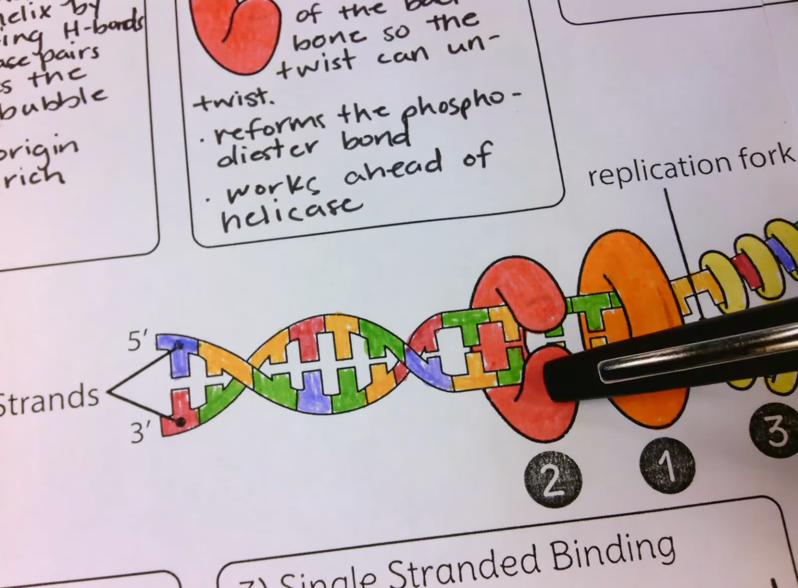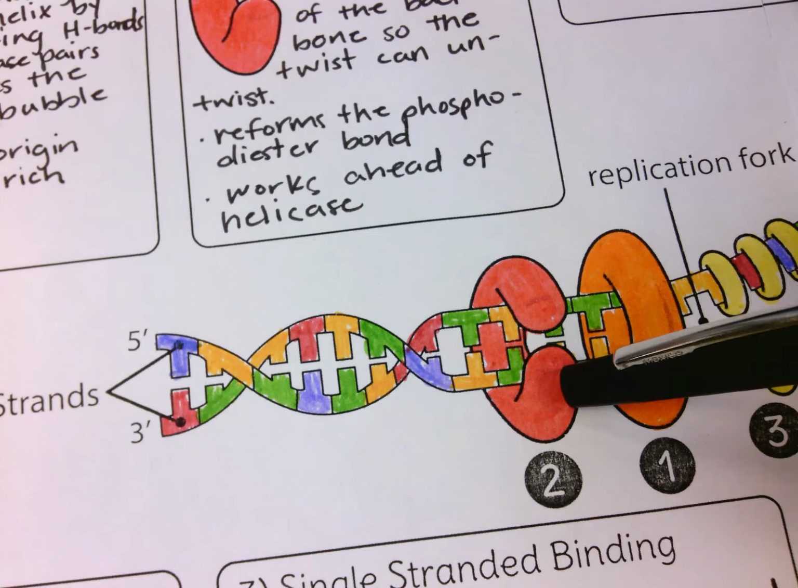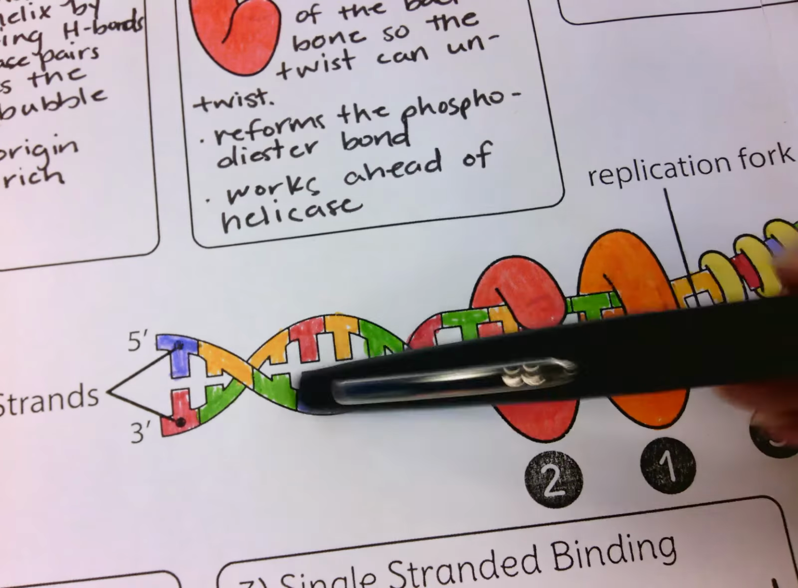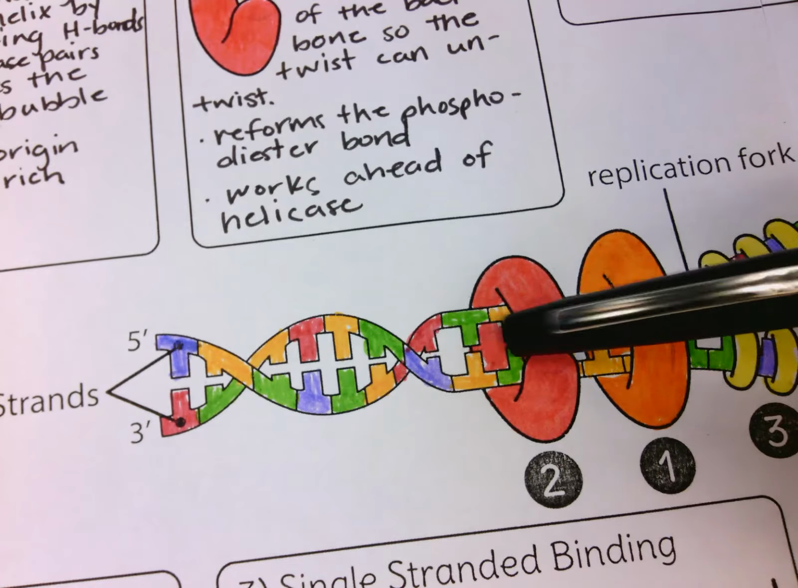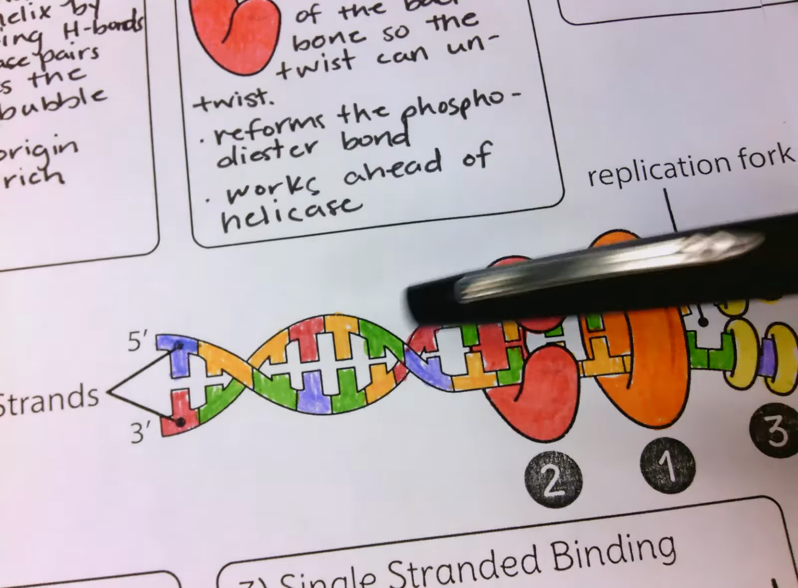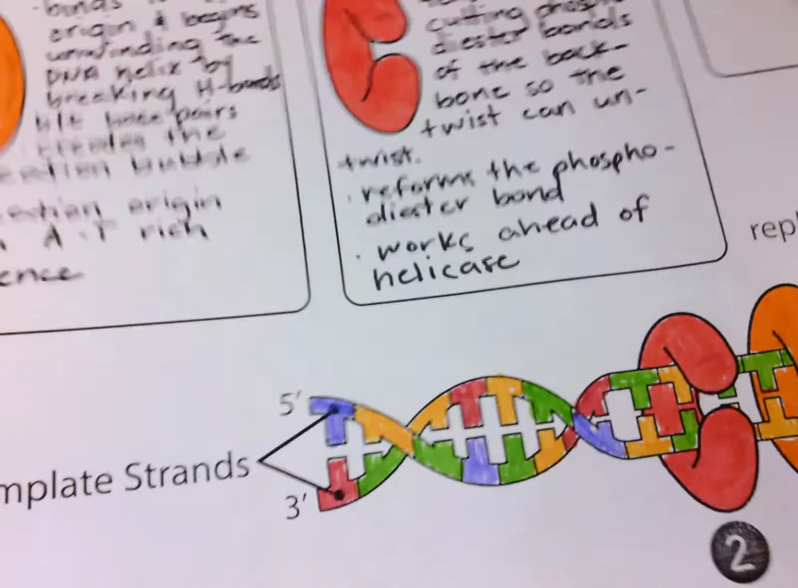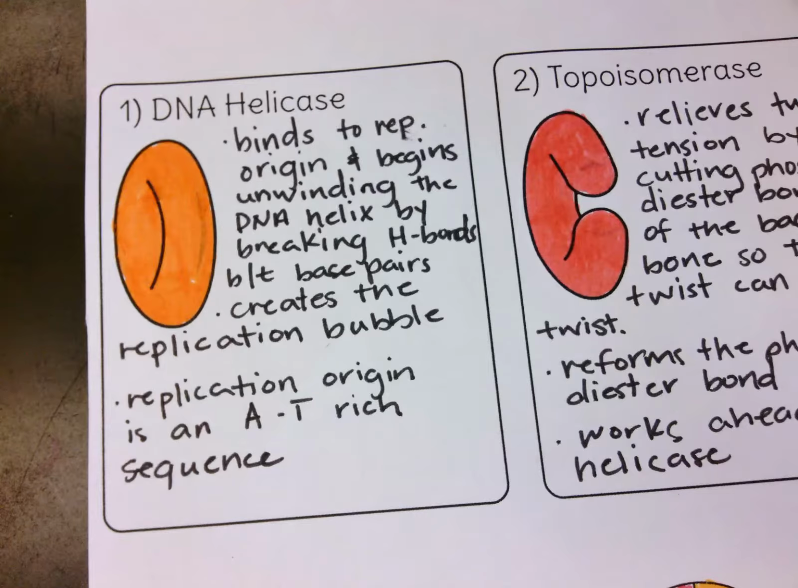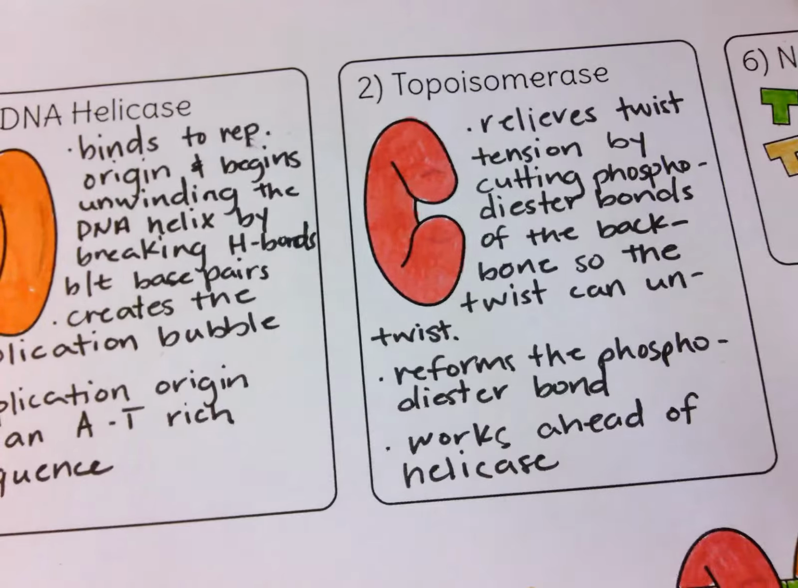And so we have a second enzyme right here called topoisomerase, and topoisomerase is responsible for undoing some of this twisting and making sure that the DNA strand doesn't break because it's being hypercoiled or supercoiled. And so really that's our first two enzymes for replication here. We have DNA helicase and then topoisomerase.